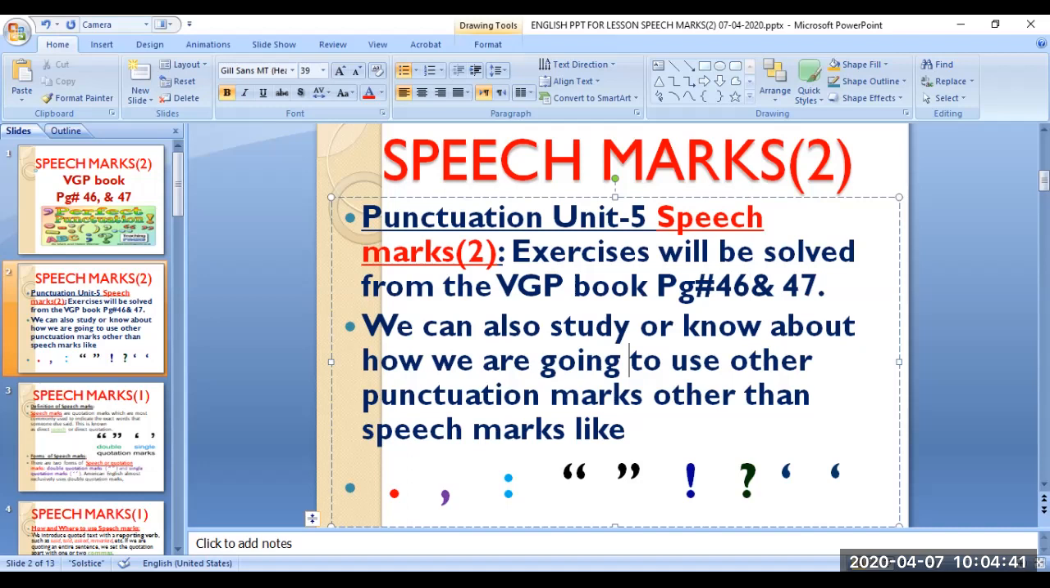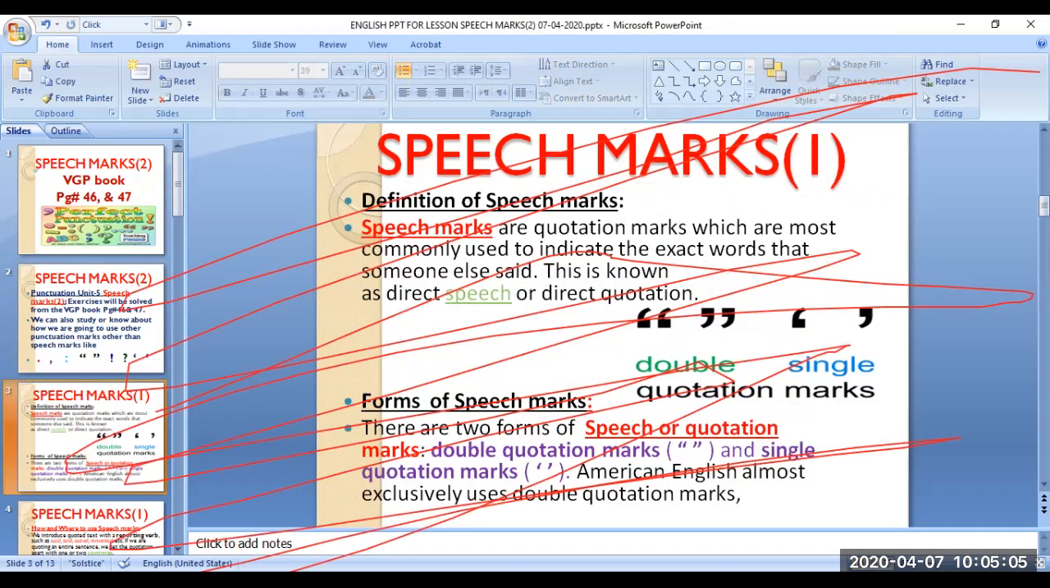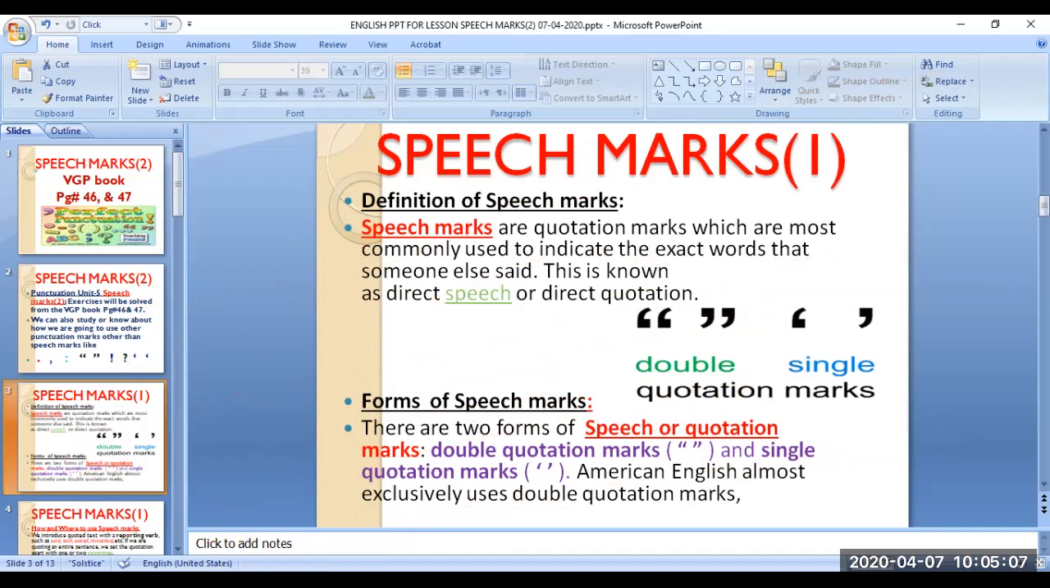We can also study how we are going to use other punctuation marks other than speech marks, like full stop, comma, semicolon, quotation mark, exclamatory mark, question mark, and the single inverted commas, where we are going to use such things.